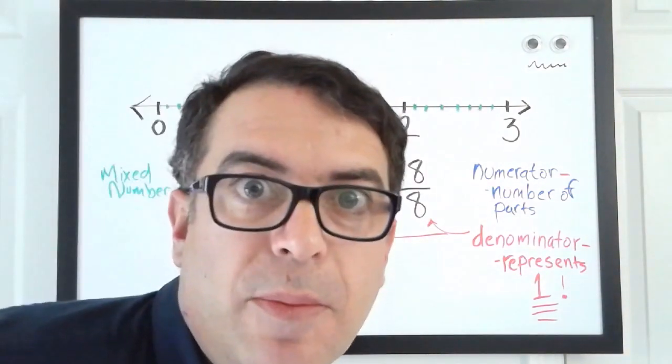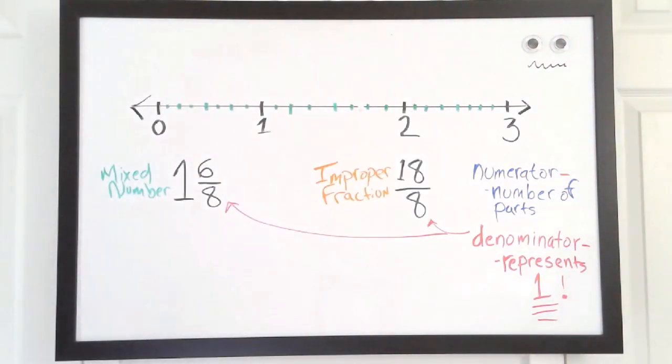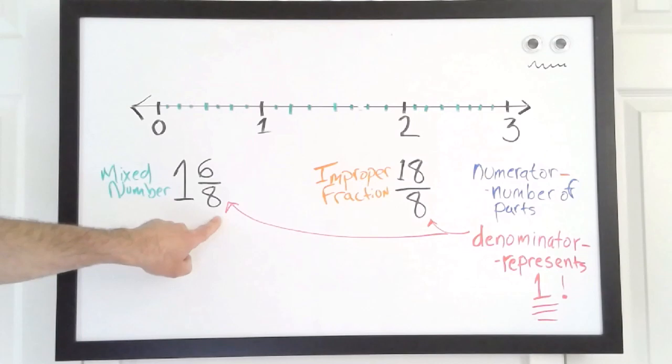Back on the whiteboard. Okay, what we're looking at now, I want to do a brief review. We have some new words to talk about. First is a mixed number. A mixed number is this. It has a whole number and a fraction that is less than a whole.